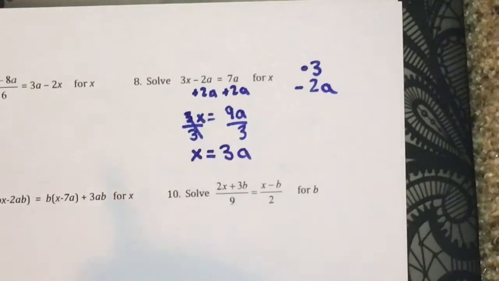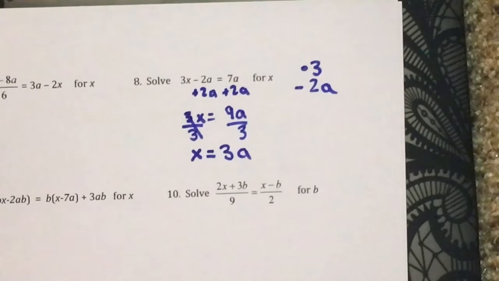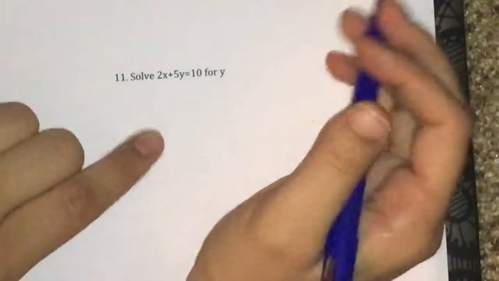For examples number 7 and number 10, you're going to want to do some cross multiplication. And number 11, again, these are the most important ones, and actually we're going to go through this example, and then you guys will be done.